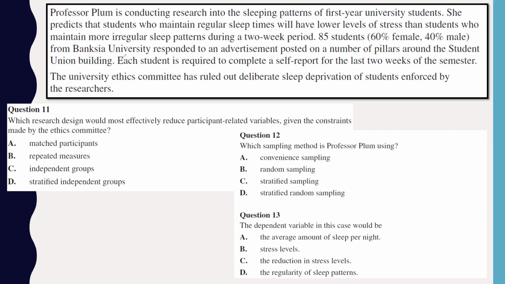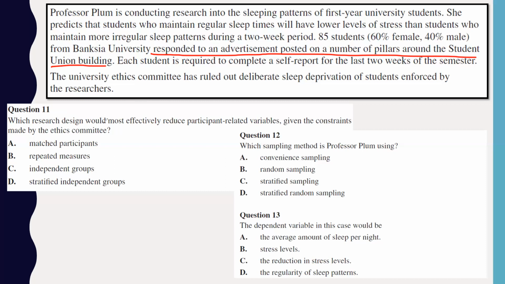85 students from Banksia University responded to an advertisement posted on a number of pillars around the student union building. So that kind of gives you a clue as to what type of sampling is being used there. Okay, and then each student is required to complete a self-report for the last 2 weeks of the semester. The University Ethics Committee has ruled out deliberate sleep deprivation of students enforced by the researchers. Okay, so basically, that's the research scenario there for you.